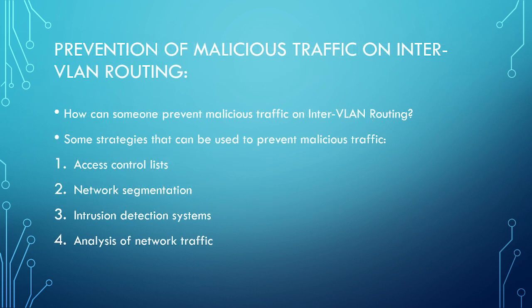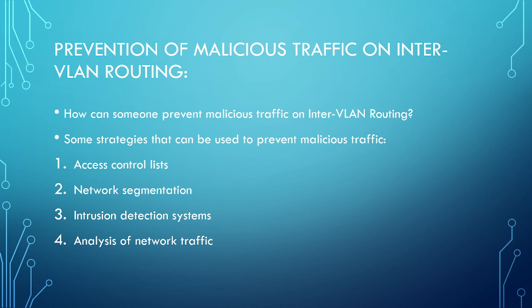The prevention of malicious traffic on inter-VLAN routing. How can someone prevent malicious traffic on inter-VLAN routing? Basically, someone can prevent malicious traffic by using various strategies and approaches, such as utilizing access control lists or even network segmentation. There are many ways to approach malicious traffic via inter-VLAN routing.